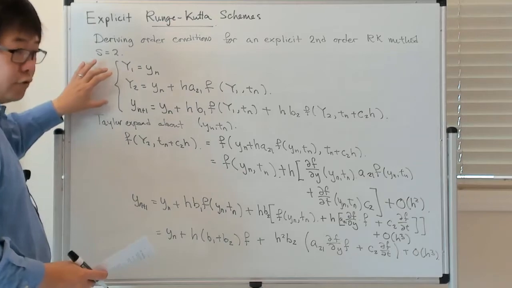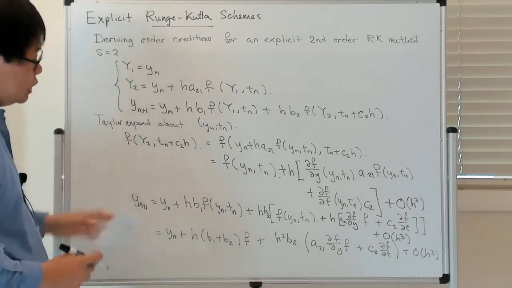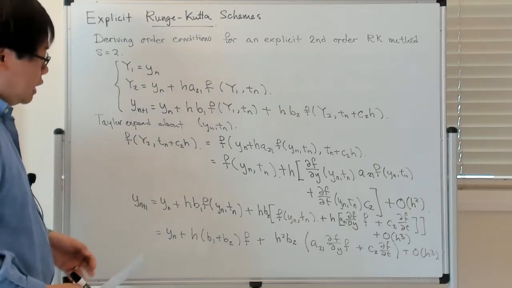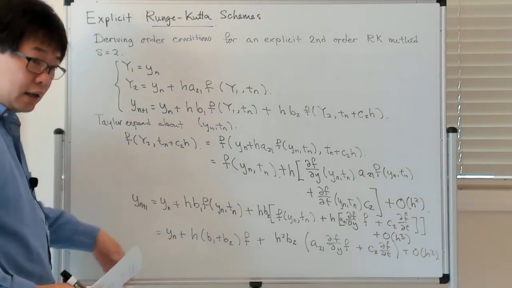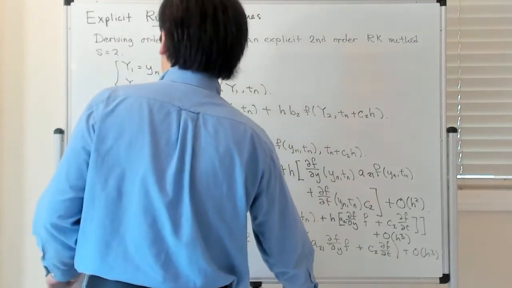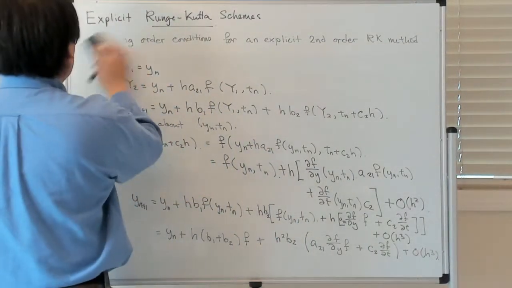So this is more or less a Taylor expansion of the numerical solution you get from this general form of an explicit two-stage Runge-Kutta method. What you want to do now is compare this with the corresponding Taylor expansion for the solution. So let's see what happens when you do that.